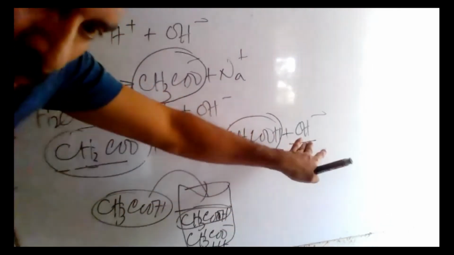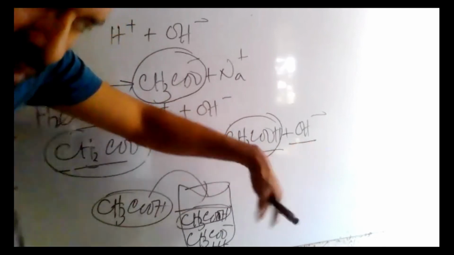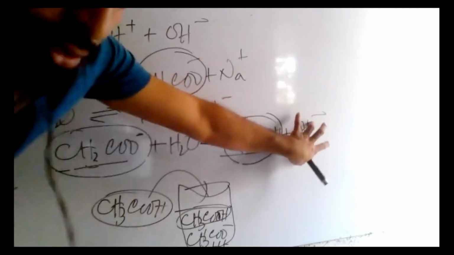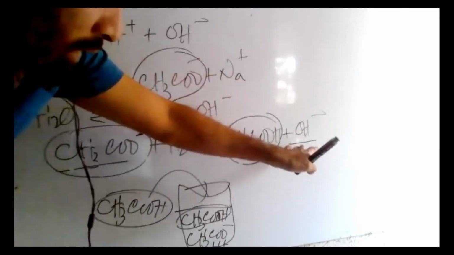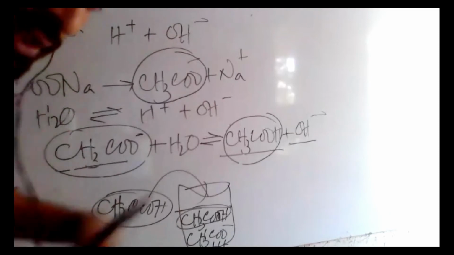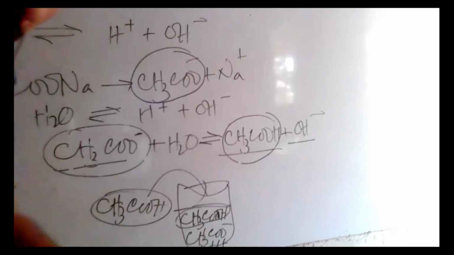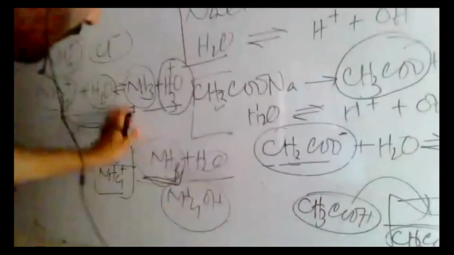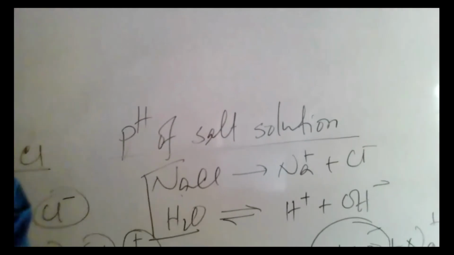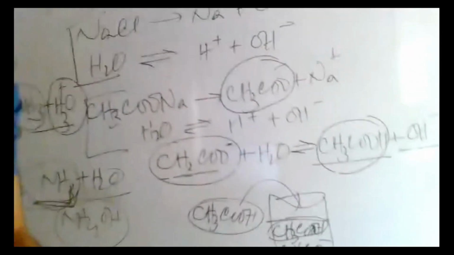But a byproduct is important. Here is hydroxide. So hydroxide and the weak acid molecule. The weak acid is weak and the hydroxide is strong, so hydroxide will dominate the pH of the solution. So here you will get pH changes, and you also get pH changes in this case. And no pH change when you have sodium chloride. I hope you understand this.